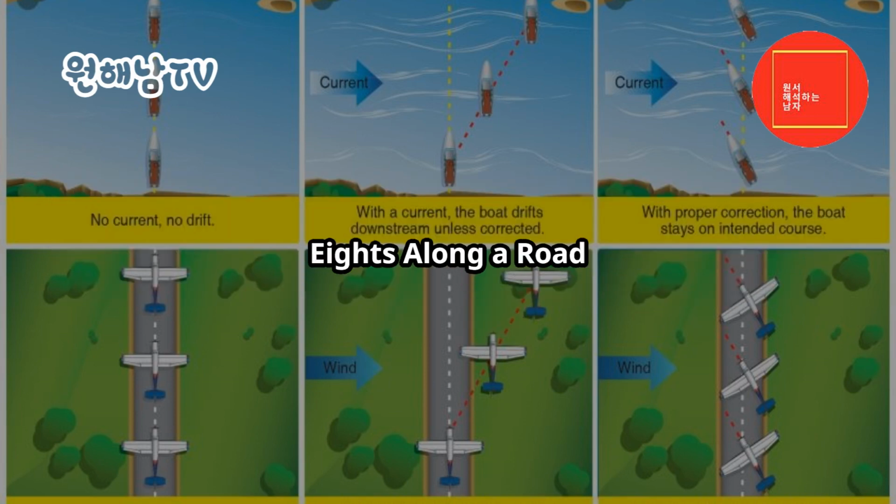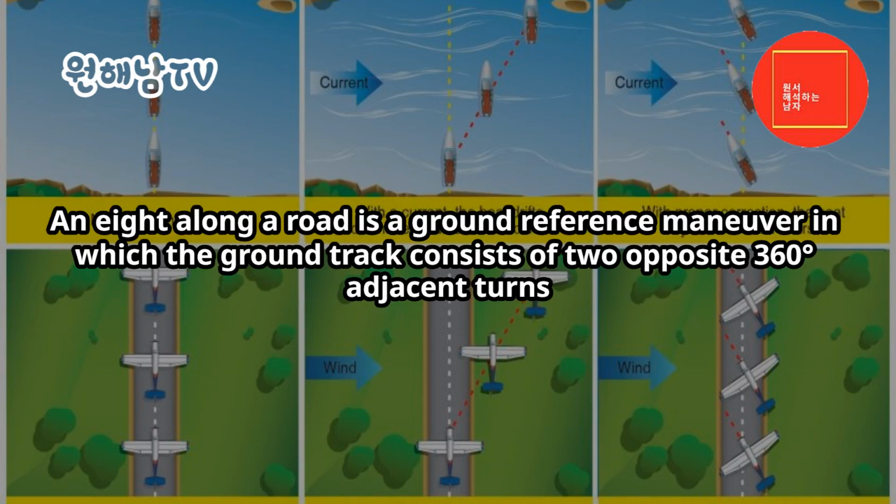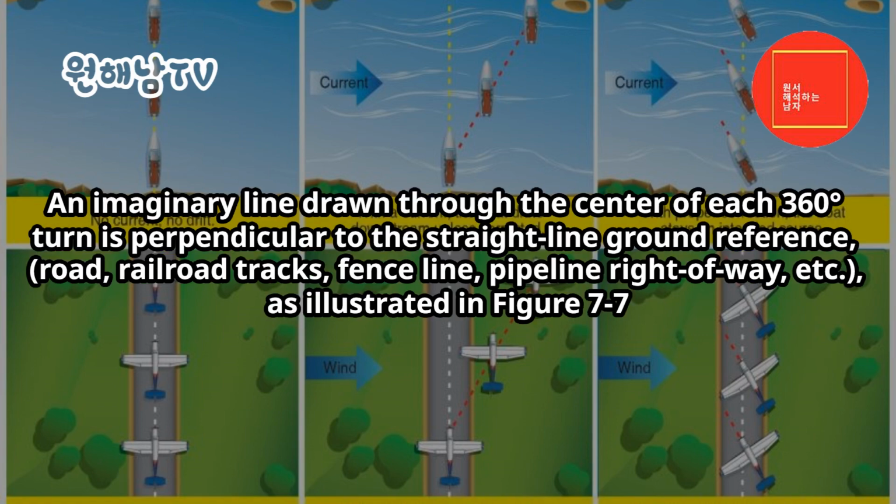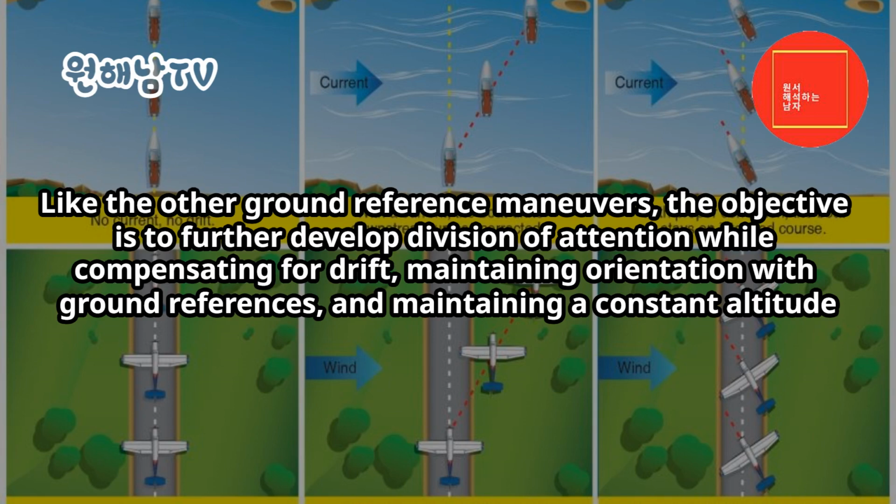Eights along a road. An eight along a road is a ground reference maneuver in which the ground track consists of two opposite 360 degree adjacent turns. An imaginary line drawn through the center of each 360 degree turn is perpendicular to the straight line ground reference, road, railroad tracks, fence line, pipeline right-of-way, etc., as illustrated in Figure 7-7. Like the other ground reference maneuvers, the objective is to further develop division of attention while compensating for drift, maintaining orientation with ground references, and maintaining a constant altitude.